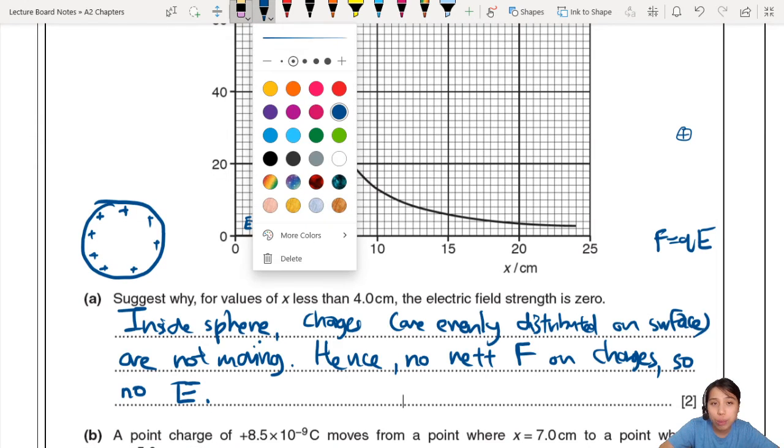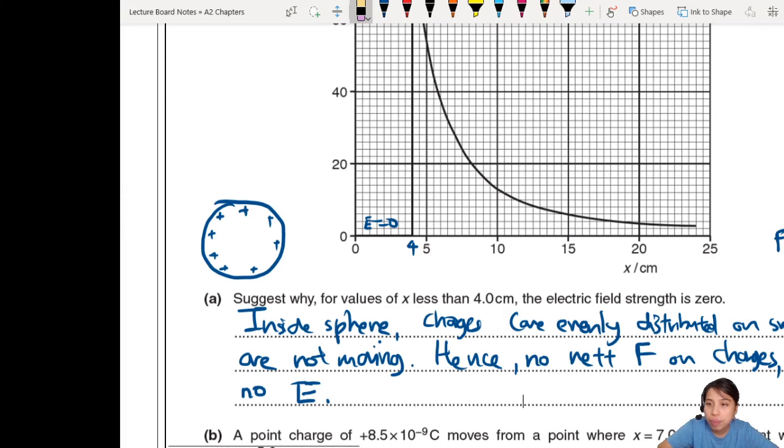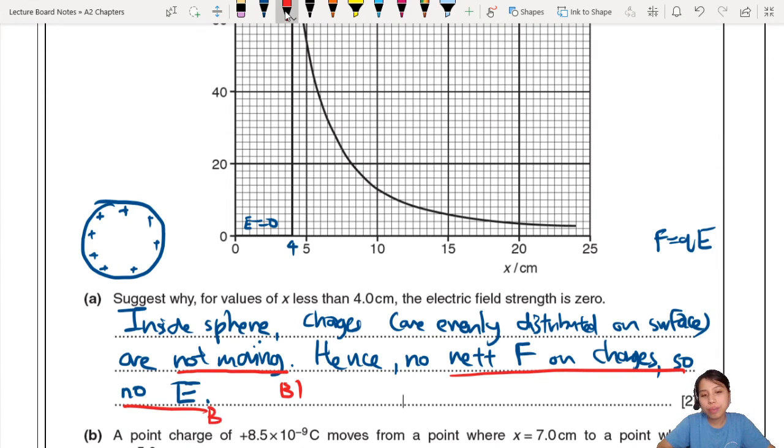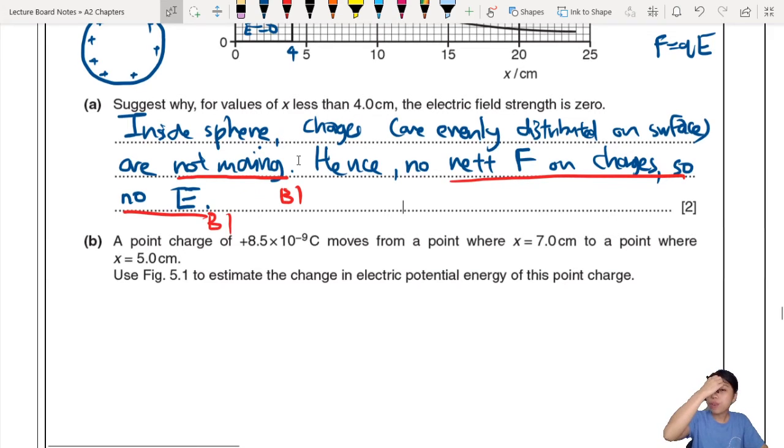So this is how you must describe it for your 2 marks. 1 mark comes from this part when you say inside the sphere charges are not moving. That's 1 mark there. Then you say, because of that, no net force, no electric field. Don't just say because you're inside the sphere. No, you must explain the physics behind that. Okay, next. Point charge move from 7 cm to 5 cm.